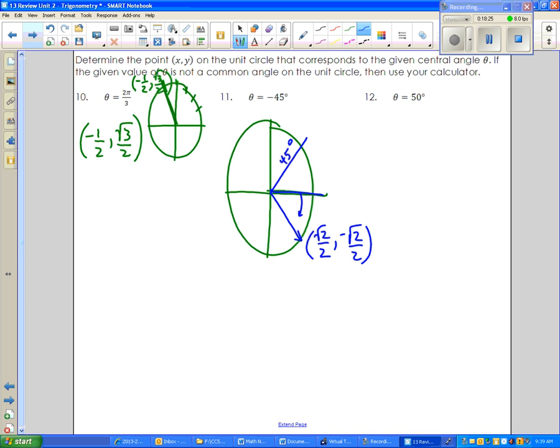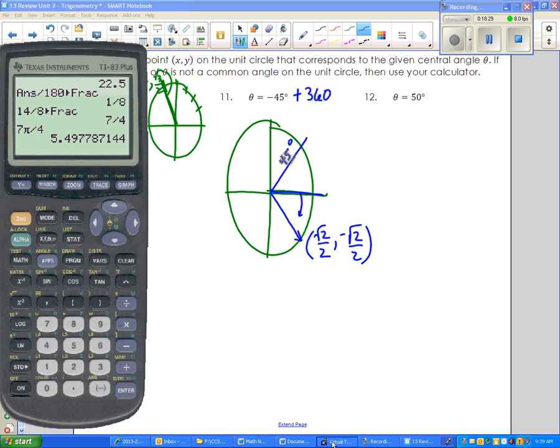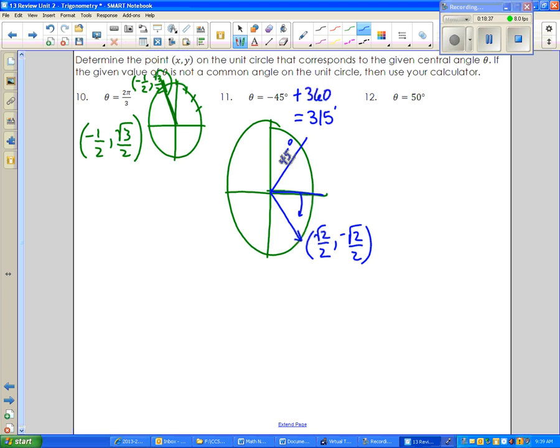But I think it's easier if you just go down. So if I added 360 to this, let's do that on our calculator. If we have a negative 45 and we add 360, that's going to put me at 315 degrees on the unit circle. And so if you look for 315 degrees, that's this angle as well. So you'll end up in the same place either way you do the problem. But the answer is going to be the square root of 2 over 2 and negative square root of 2 over 2.